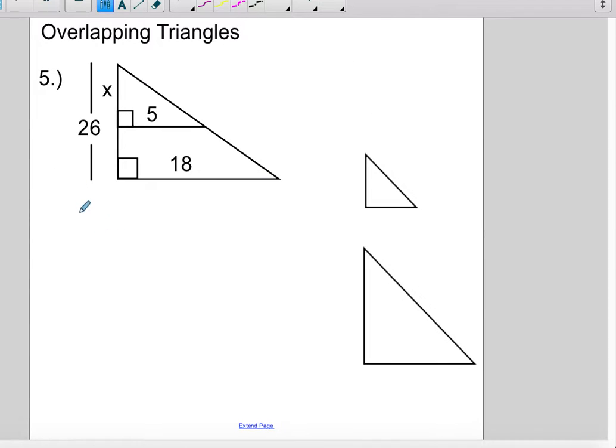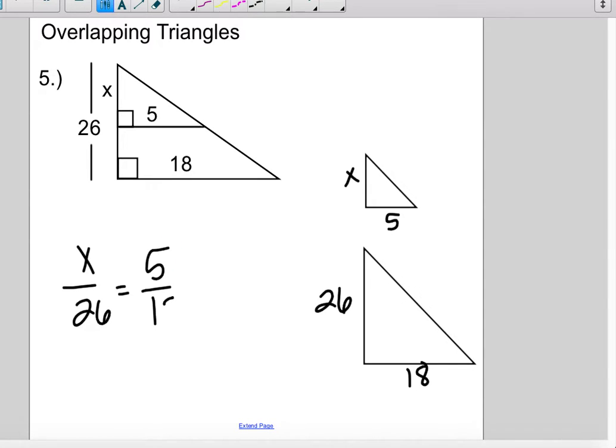All right, example number 5, we have, again, two overlapping triangles here. The small triangle is x and 5, and the large triangle is a whole length of 26 and this length of 18. So sometimes, like in example 4, you had to add the two chunks together. This one was already separated out for us. And this is not like 26 minus x, it's just this whole length is 26. And so x over 26 would equal 5 over 18.